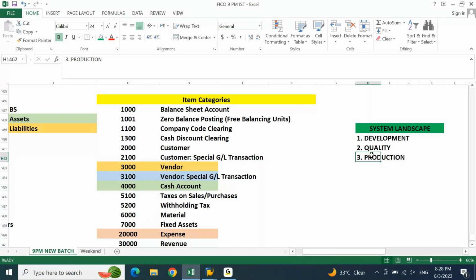Client is going to use the quality system. Sorry, sir, to interrupt you. Sir, the quality system is also under the client's control, right, sir? Not development. Only quality and production servers are under the client's control, right? Or production only? Quality and production, right? Both. Quality and production, yes.